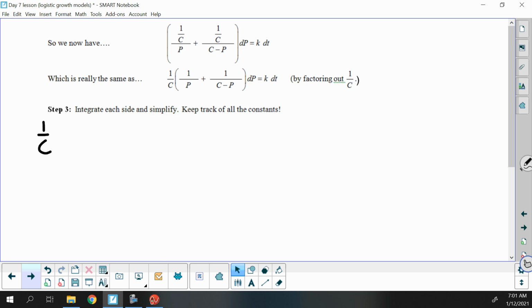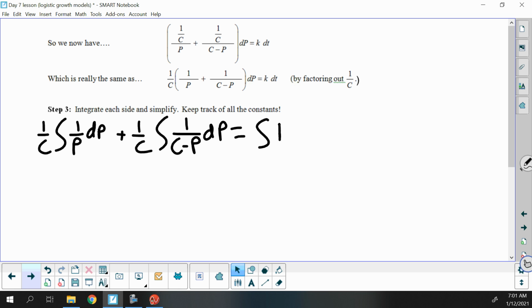So I'm going to write it as 1 over C, the integral of 1 over P dP, plus 1 over C, the integral of 1 over (C minus P) dP, equals the integral of K dt. Well, the first one, remember, P is our variable, not the C. C is our carrying capacity, some constant. So we're going to have 1 over C, natural log absolute value of P.